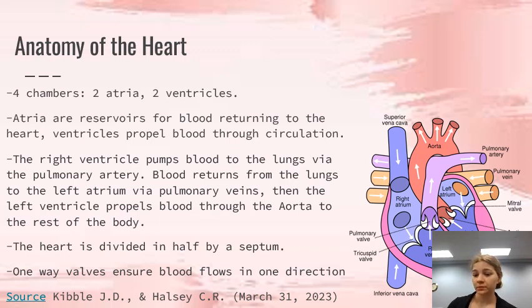The right atrium receives oxygen. Hang on, I lost my place.